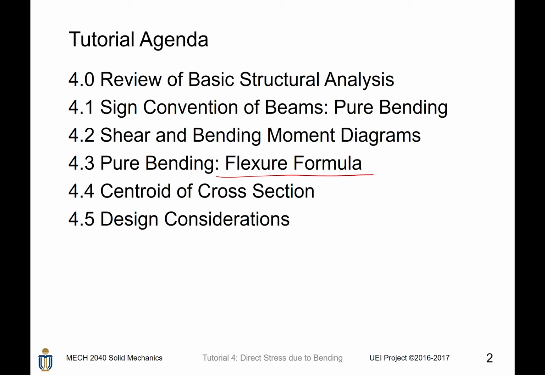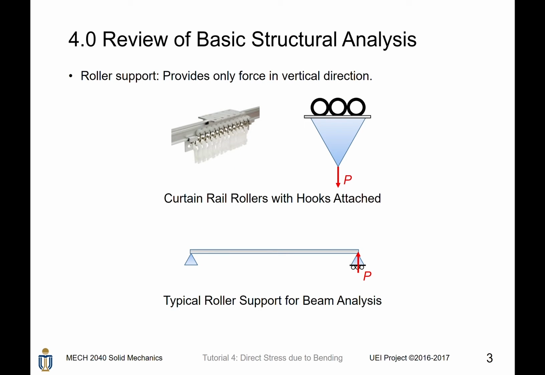In tutorial 0, we talked about the first moment of inertia. In this tutorial, we will talk about how to find the centroid of a cross-section by using the first moment of inertia concept. Apart from that, we will also introduce the design considerations. Let's first do some basic review of structural analysis.